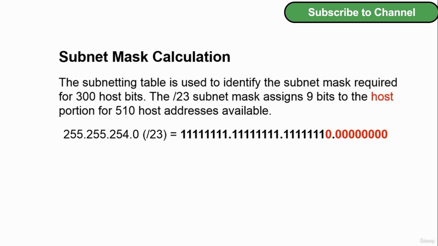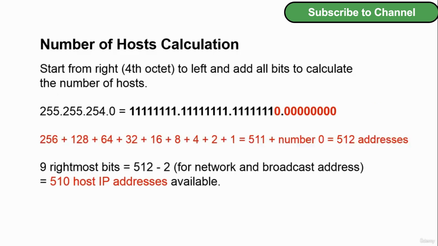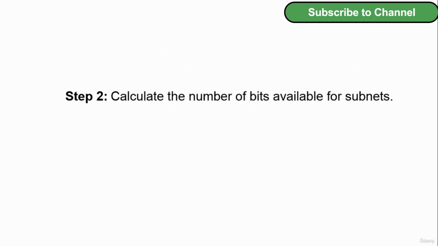And that's 8, 16, and the 7 is 23. Those are the bolded numbers there. So host calculation, it's 1, 2, 4, 8, 16, 32, 64, and 128. The 256 is just double the 128, and that's into the third octet. So I just have to double them. If I add them up, I'll get 511, and the number 0 makes 512, and minus the 2 for the network and broadcast address that's not assignable gives me the 510 host IP addresses, and that's a maximum. I only need 300, so I've got some extra there for sure.